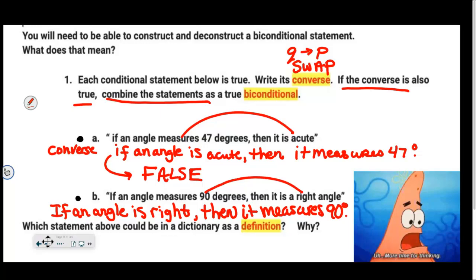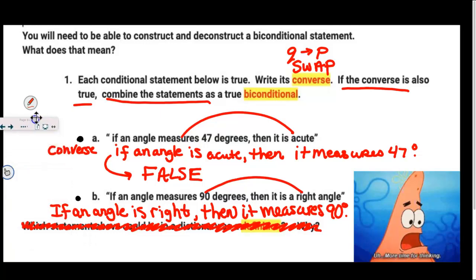90 degrees. It says in the directions, if the converse is also true, so I have to make sure in my head I think that's true. If an angle is right, am I 100% sure it's 90 degrees? Yes. Then I'm going to combine them to write a true biconditional. I'm just going to cross this out for now and we'll answer it in a little bit, just because you don't do this in your notes. You have plenty of room. I just don't. So it says combine them.